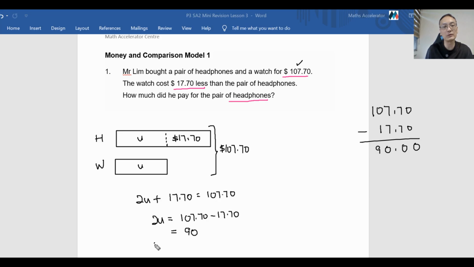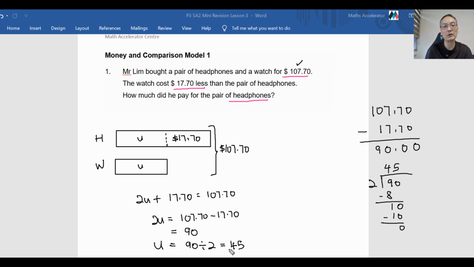So next, we need to find the value of 1 unit. So 1 unit will be 90 divided by 2. 4 times 2 will give us 8. 9 minus 8 will give us 1. We bring down the 0. And 5 times 2 will give us 10. So we do a subtraction, okay, and we have nothing left. So the answer for 90 divided by 2 will be 45.